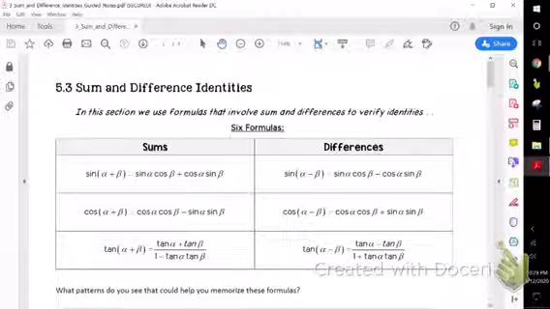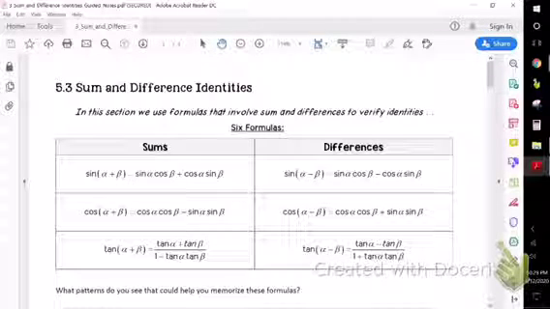And then in the differences column, I'm going to go ahead and read through those as well because we're going to talk about some of the things we see here. So the first difference we have is sine of alpha minus beta. So we're going to take sine of alpha times cosine of beta minus cosine of alpha times sine of beta. Notice the only difference between the sum and the difference there is that we're adding alpha and beta in the sums and we're subtracting them in the difference column. And so our formulas are exactly the same except in the sums we add them, and in the differences we subtract them.